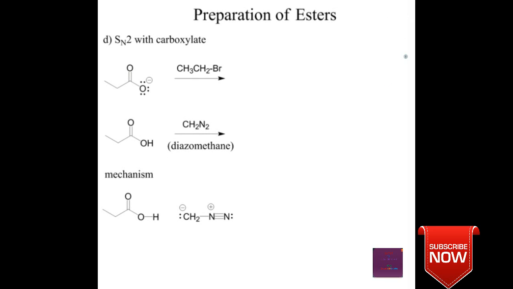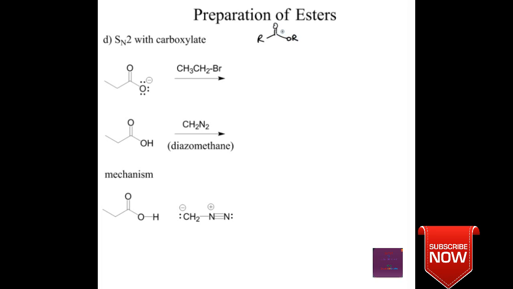Finally, another way that you can make an ester is to, instead of doing a substitution at the carbonyl where you install an OR group, start with an oxygen, like a carboxylate, and then add an alkyl group to the oxygen. So it's just doing a disconnection.